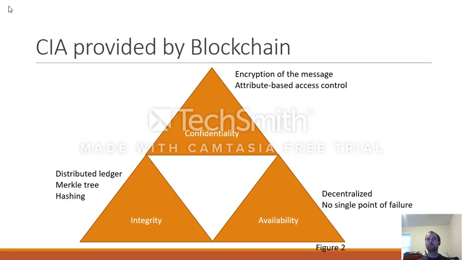A distributed ledger with Merkle tree hashing allows for addressing integrity in a blockchain, and because blockchains are normally decentralized and spread amongst multiple nodes, and all the nodes are holding the ledger, there's no single point of failure.